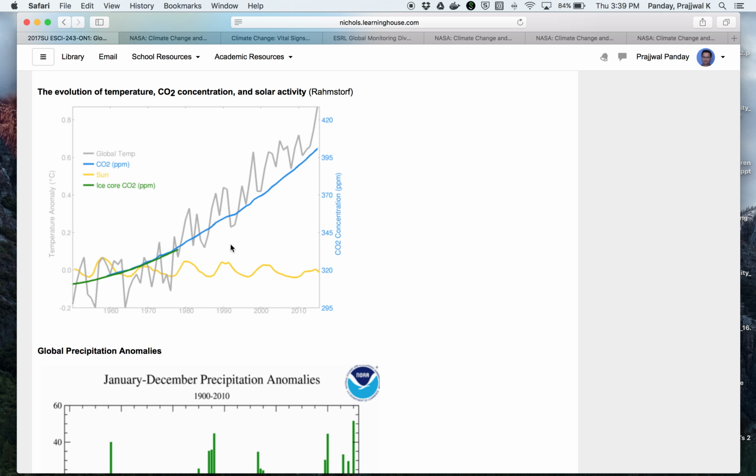How do we know the sun is not a cause of this change? Here we are looking from 1950 onwards at the global temperature increase. This is the gray line here. The blue line is the carbon dioxide concentration. The yellow line is the solar activity. This is based on a study by Rahmstorf. Again, the only thing that explains the temperature increase is carbon dioxide. And the major source of carbon dioxide right now is humans' use of fossil fuels. This is why we know for sure that anthropogenic activity is the primary cause of the climate change that we are seeing, and it's not the sun and other activities.